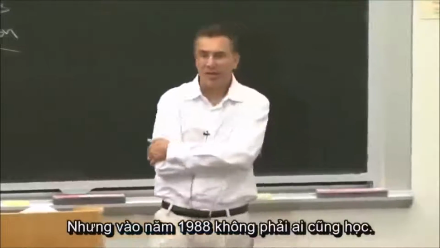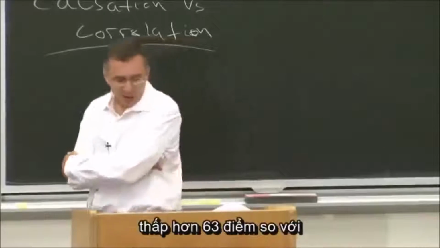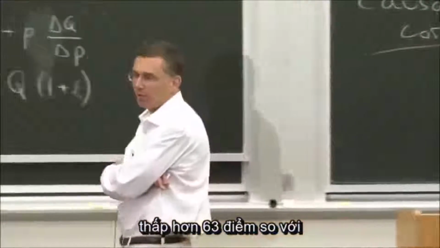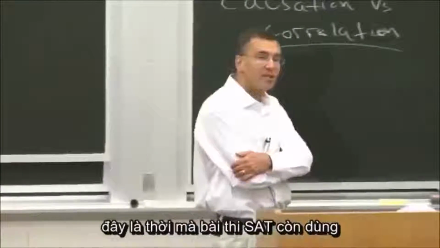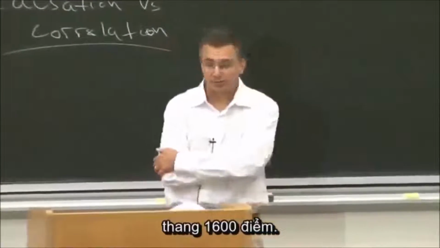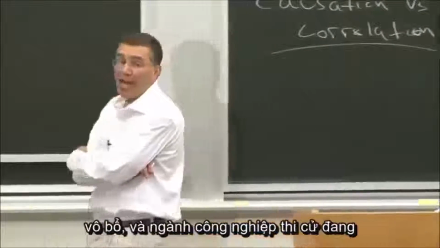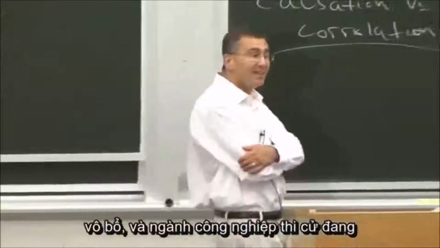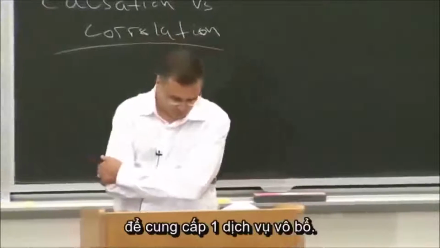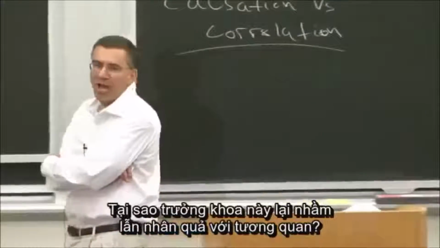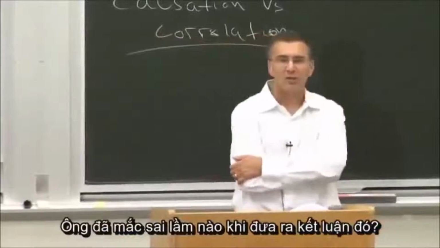And they found that those that had taken SAT preparation courses, now, you all took SAT preparation courses, but in 1988, not everyone did. Okay? Those who'd taken SAT preparation courses scored an average of 63 points lower. This was back when the SAT was 1,600 points. 63 points lower on their SATs than those that had not taken preparation courses. The dean concluded that preparation courses were unhelpful and that the testing industry was preying on the insecurities of students to provide a useless service. Okay? Why was the dean confusing causation with correlation? What did the dean get wrong in drawing that conclusion?